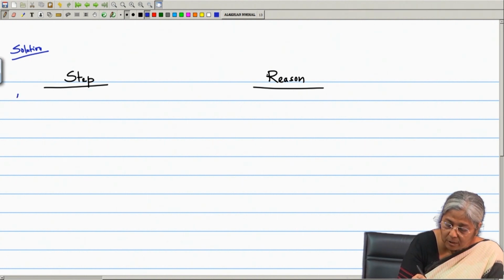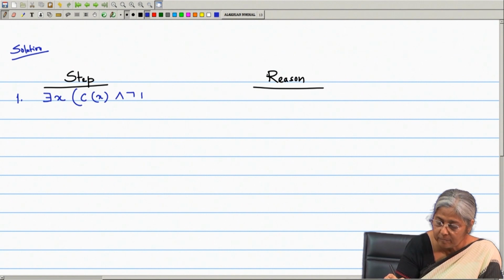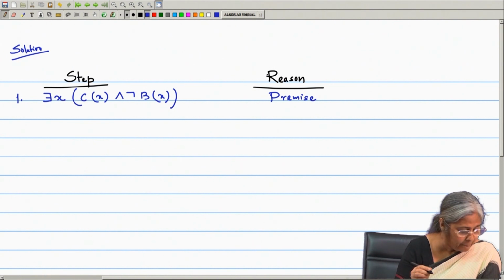So, we start with the hypothesis: there exists x, Cx and negation Bx. This is the hypothesis or premise. So, we write that this is a given premise.